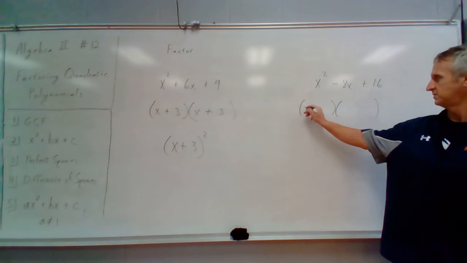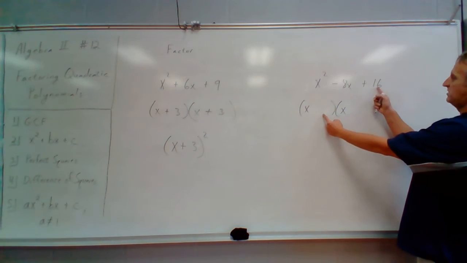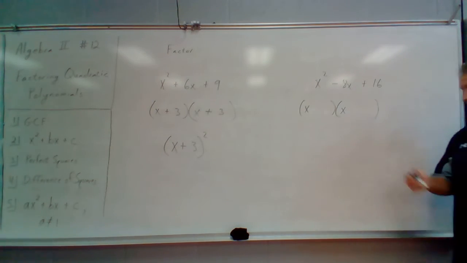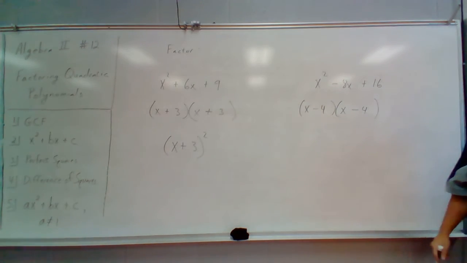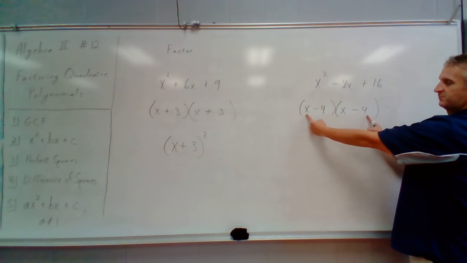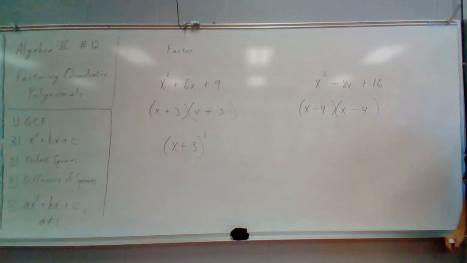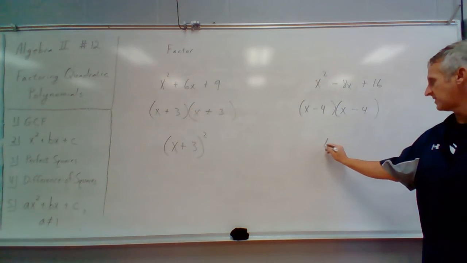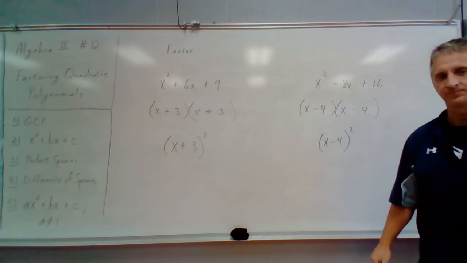I'll need an x, and I'm going to need two numbers that will multiply to get 16, but add to get negative 8. So that would be minus 4 and minus 4. x squared minus 4x minus another 4x is minus 8x, and then plus 16. Notice that these are the same. So I could write this as x minus 4 squared.